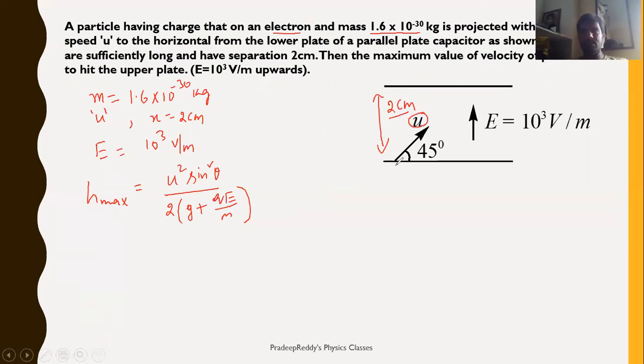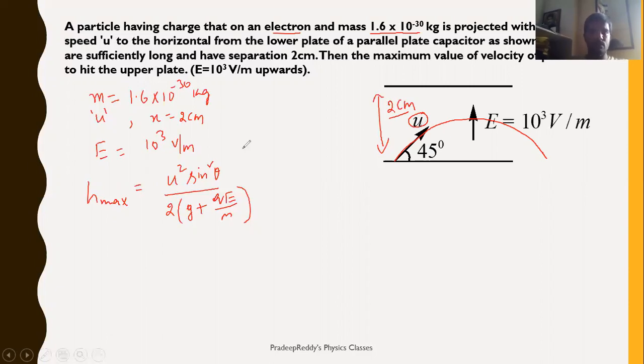As we know, whenever a charged particle is projected at some particular angle, it takes the path of a parabola. Now you should give some maximum velocity to this particle such that it should not hit the upper plate.